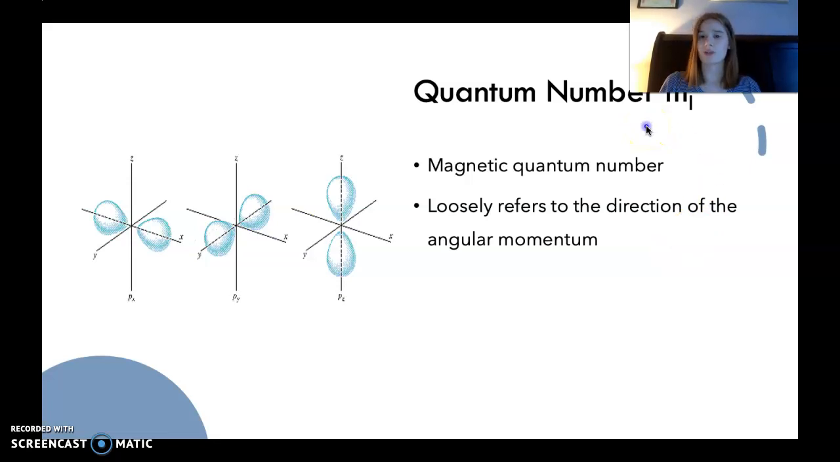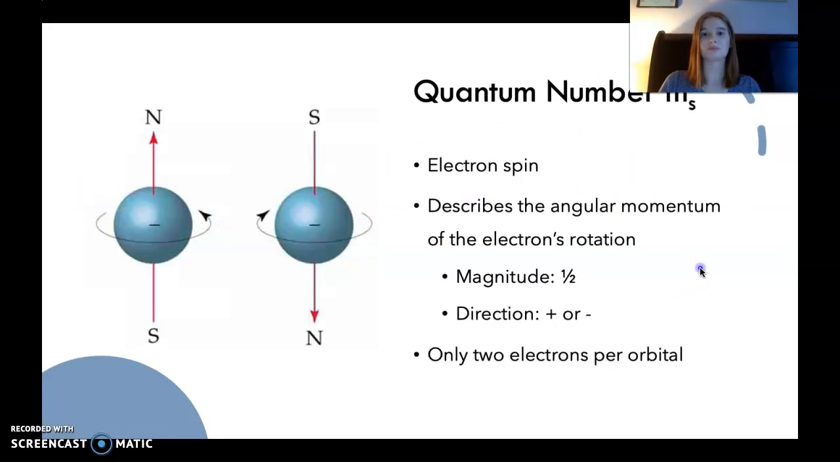Then the third quantum number is m sub L, or the magnetic quantum number. And we can think of it as loosely referring to the direction of the angular momentum. So the last quantum number, L, was the magnitude of angular momentum. This one is the direction. So for your p orbitals here, there are 3 different p orbitals. There's one in the x-axis, y, and the z-axis. And so this number just tells you which direction it's pointing, which dimension it's in.